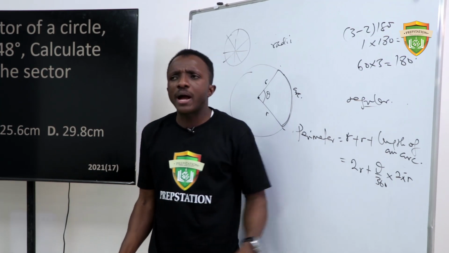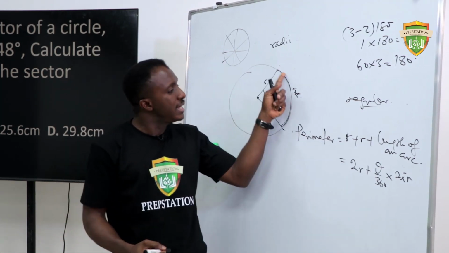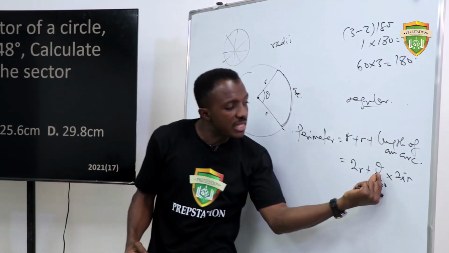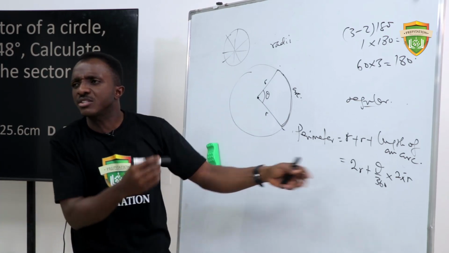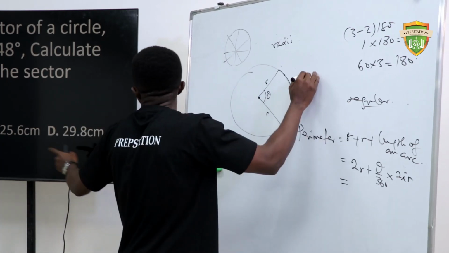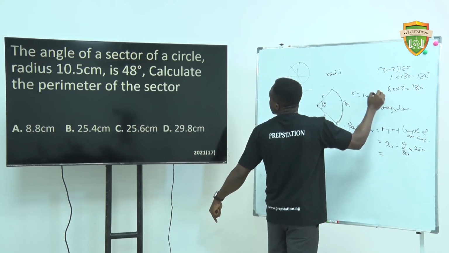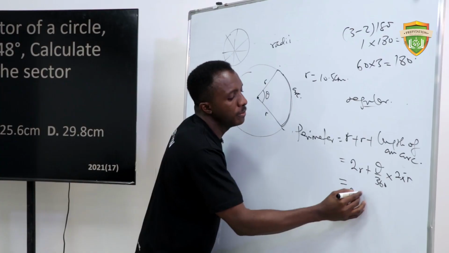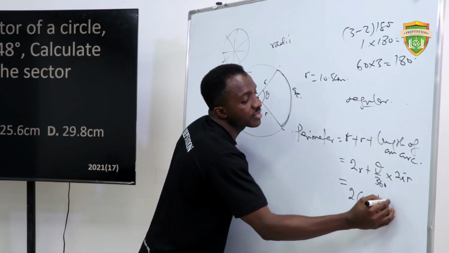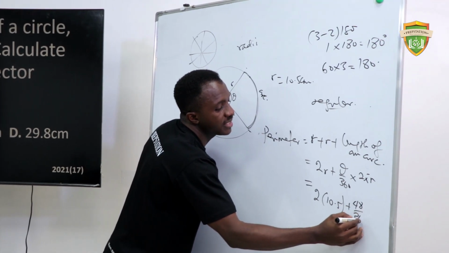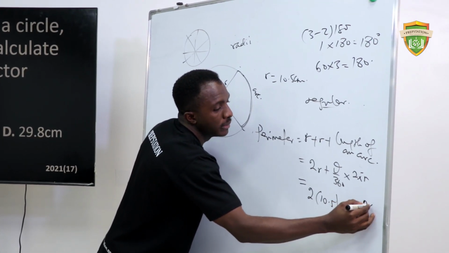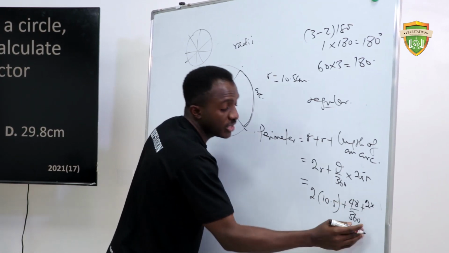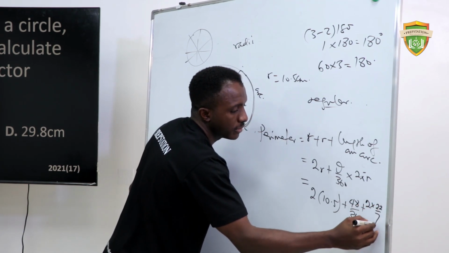Now remember, 2 pi r is the circumference of a circle. Since an arc is a part of the circumference, a fraction of the circumference, that's why we say theta over 360 times 2 pi r. Let's quickly apply it. We're given r is 10.5 centimeters, and the angle is 48 degrees. Now pi is 22 over 7, so we can use 22 over 7 times r.